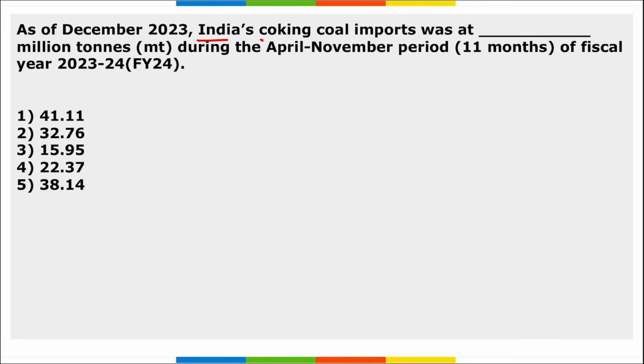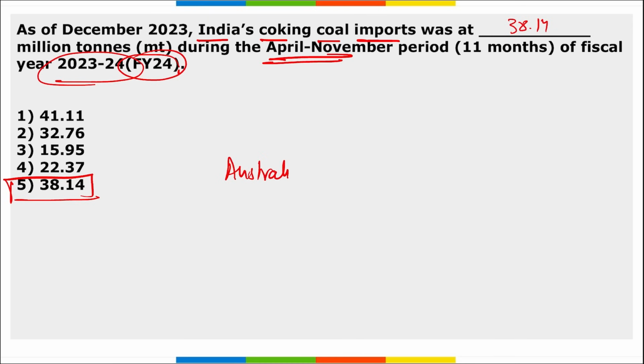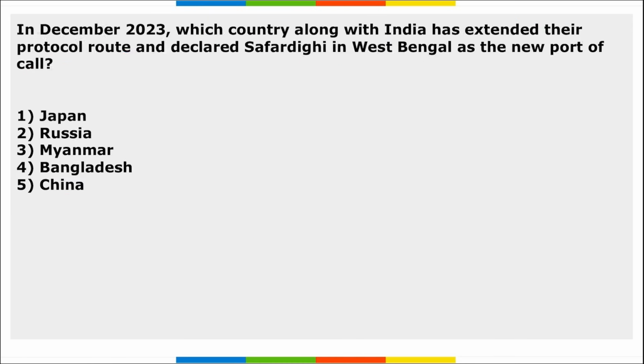Next, India's coking coal import was 38.14 million tons during April to November period of fiscal year 24. So the right option here becomes that the coking coal import for India was 38.14 million ton. And remember, Australia is the dominant supplier for India for this coking coal.